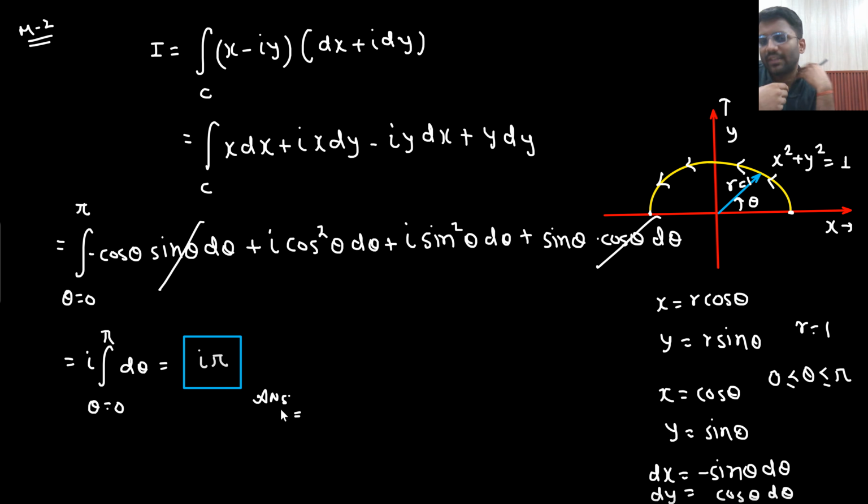x dx plus iota x dy minus iota y dx plus y dy. So you can see that, sir, on the curve I need to move. On this curve, I can see that my radius is always 1. The value of theta is going from 0 to pi. x equals r cos theta, y equals r sin theta. Job done. Thank you very much. Okay. Let's go to the next question.